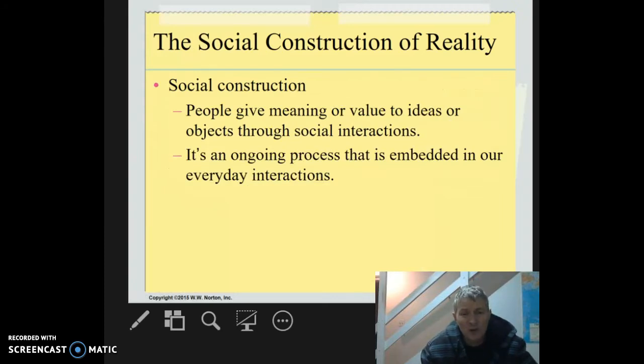This brings us to maybe one of the most important concepts in the field of sociology, which is the social construction of reality. What this really means is that we made it up. I break it down to that. It's just that simple. It's what we make up. It's not biological. It's how we define things in culture. People give meaning or value to ideas or objects through social interaction.